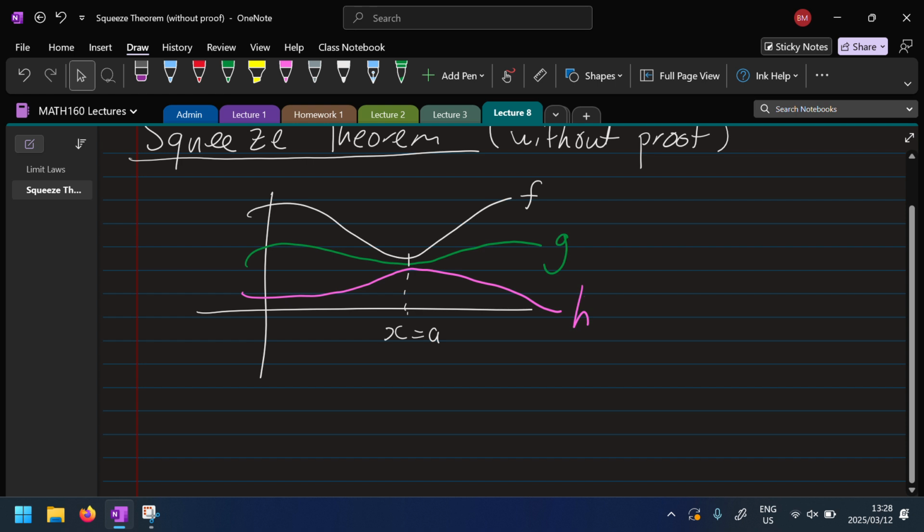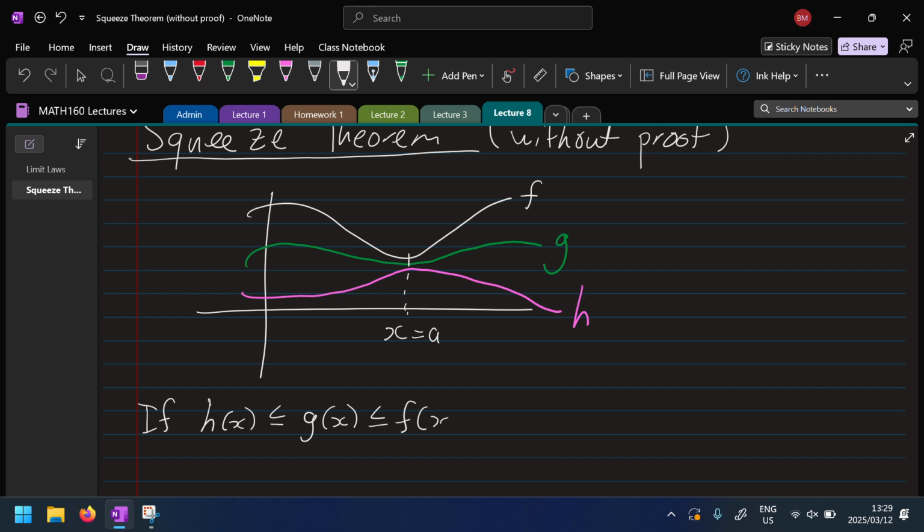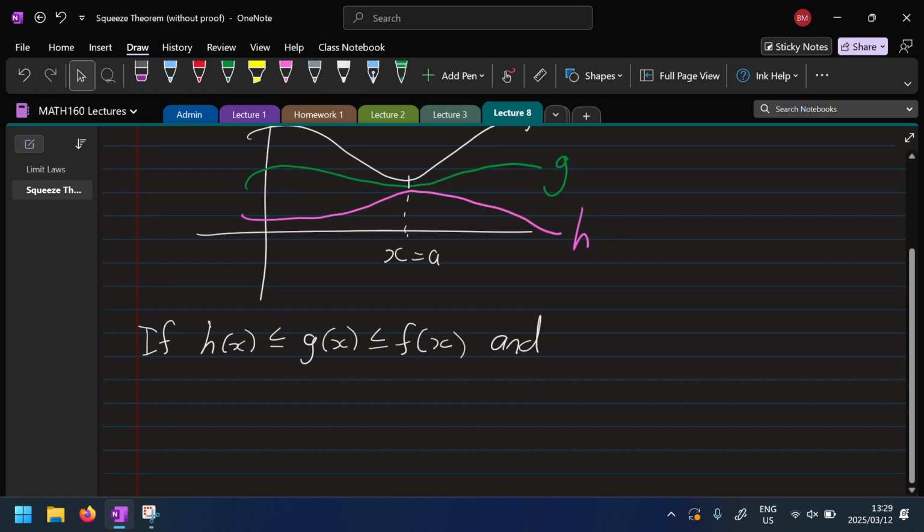Okay, so 3 functions. And then around x equals a, the functions are close together. We'll write that out precisely. But from the picture, you can see that around x equals a, f, g, and h are fairly close. But over all of those x values, f is above, g is in the middle, and h is at the bottom. That's a requirement. So if h of x is less than or equal to g of x, which is less than or equal to f of x. So again, f is at the top, g is in the middle, h is at the bottom. And so that's the first requirement.